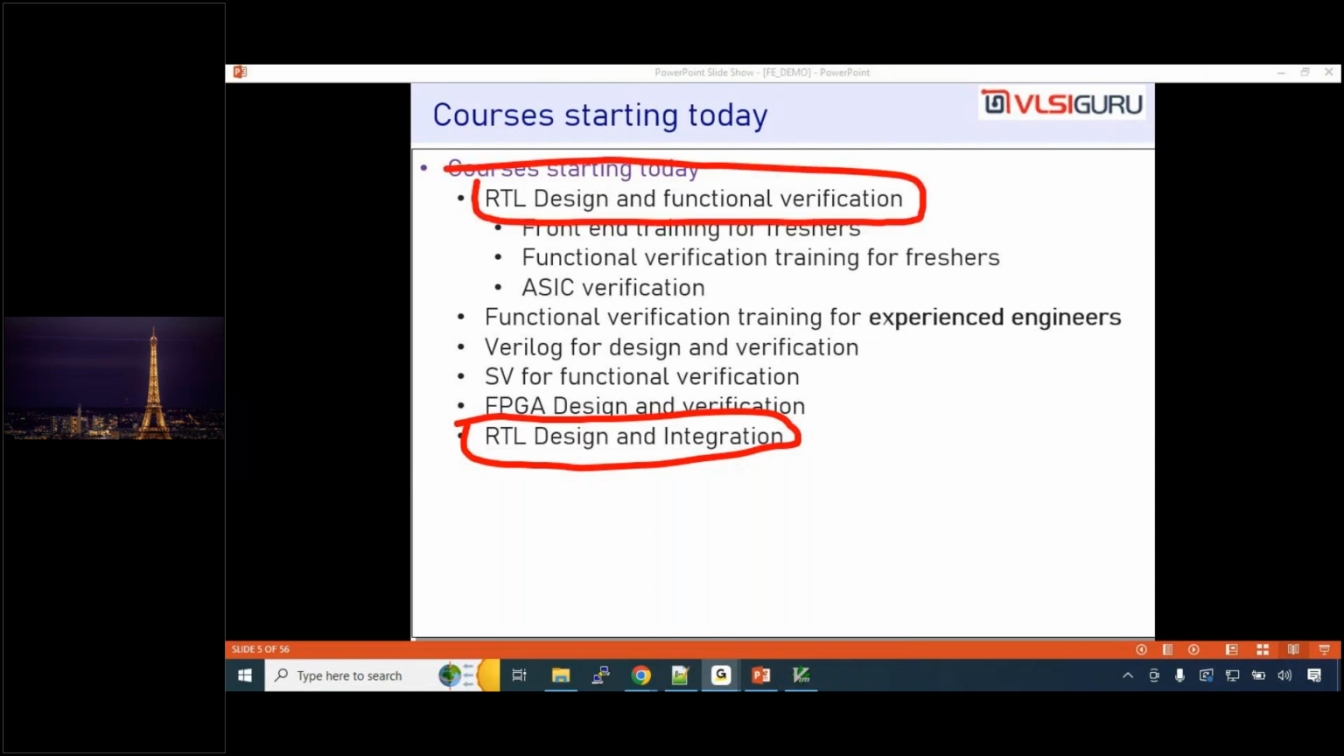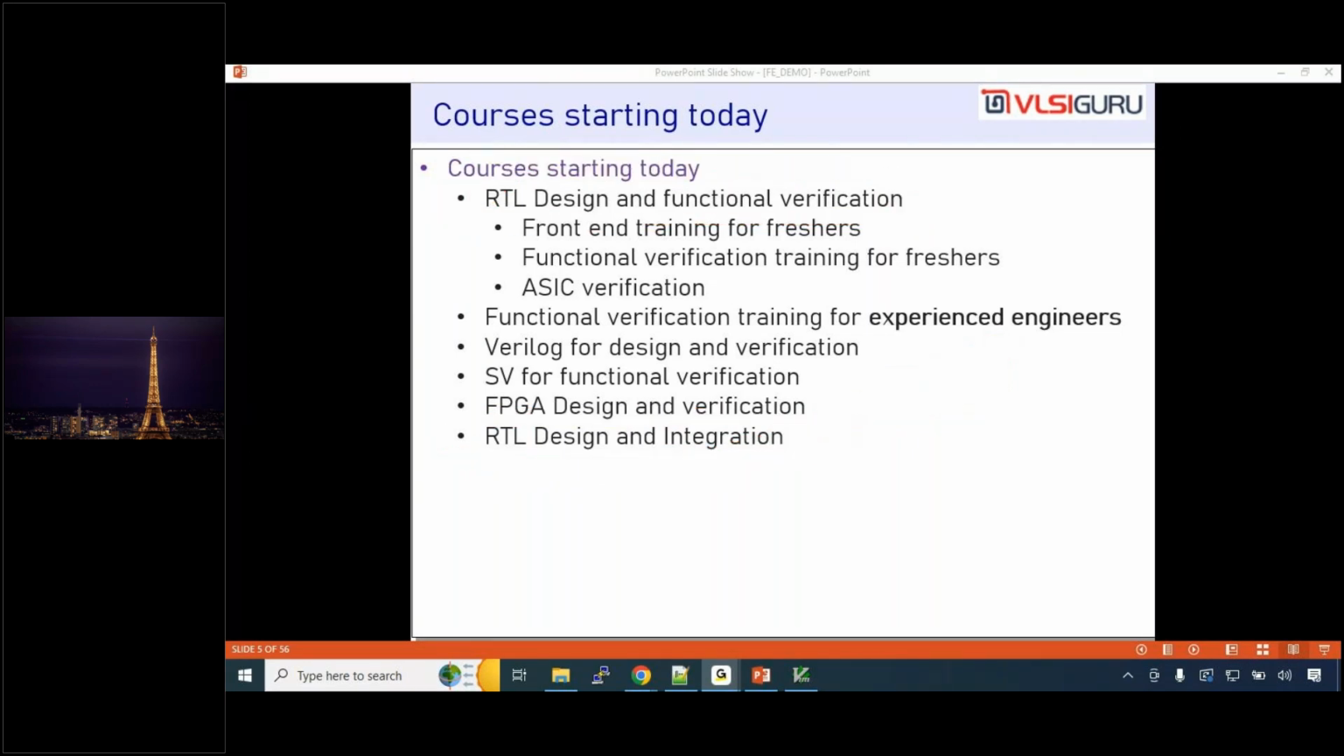Mostly from a fresher perspective, jobs will be in this domain. Companies hire experienced people here. In the RTL design and integration, companies hire experienced people, someone with 2 years experience, 3 years experience. So hence, for freshers, we mostly focus on this course only. Okay. So this is about what all courses we are starting today.